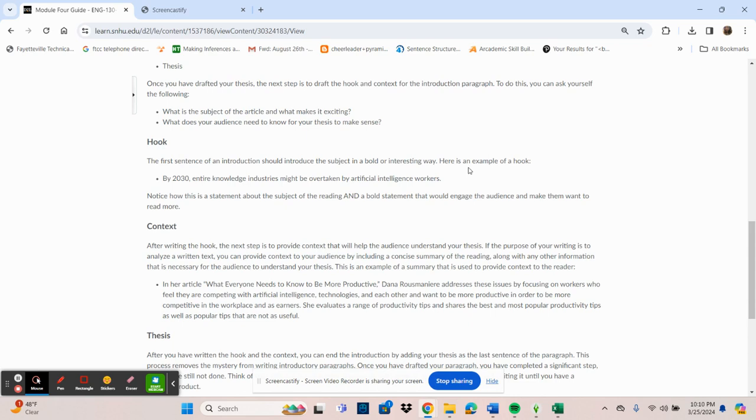Because 2030 is 6 years away. This is really important, right? So I want you to know that when you're doing a hook, there are lots of ways to do it. You can do it by a provocative or shocking statistic. You can do it by an "imagine that scenario" where you paint a picture for your reader to pull them into a scenario.